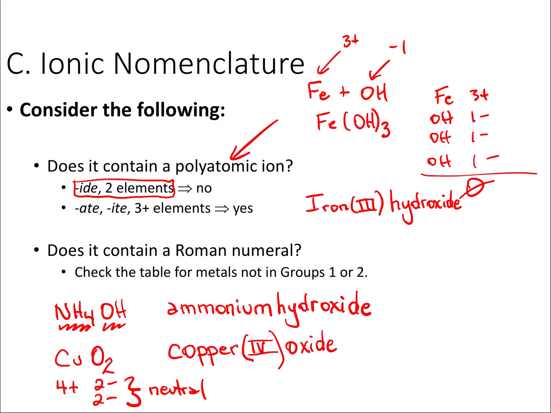Okay. We've seen the last example. You saw KMnO4, and that is potassium, and this is known as permanganate. So you have to call it what it is.